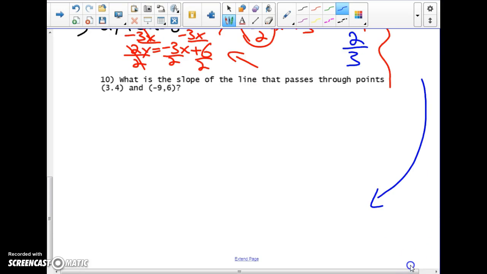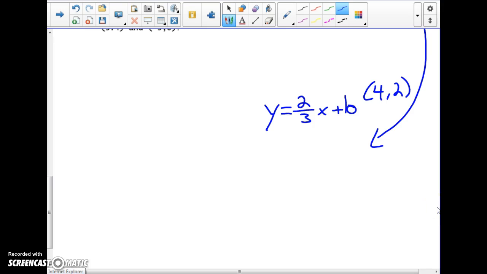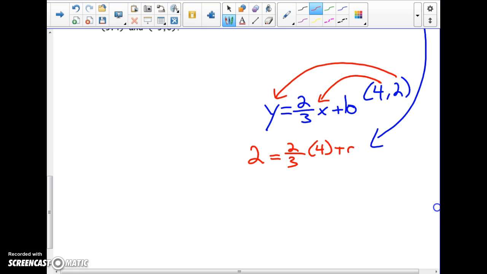What I know so far is this. I know that my slope is 2/3 x plus my b, and I need my b. The point I'm going to use here is (4, 2). Okay, doing this, I'm going to change the y to 2 and this x to 4. Doing that, I get 2 equals 2/3 times 4 plus b.